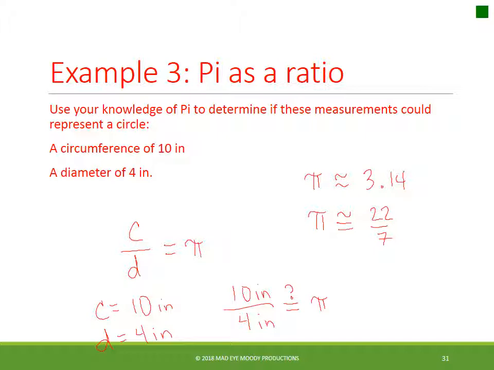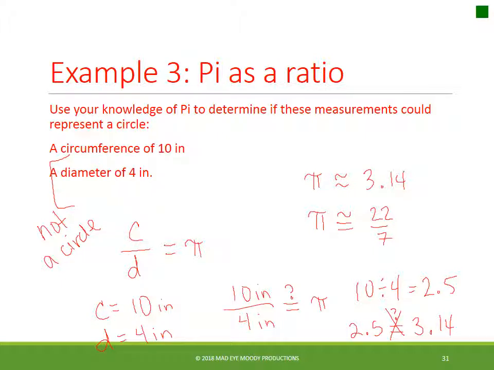Ten divided by 4 is 2.5. Is 2.5 equal to our approximated value of pi? No. So this could not be a circle. Not a circle, because the ratio of the circumference to the diameter does not give us the value of pi.